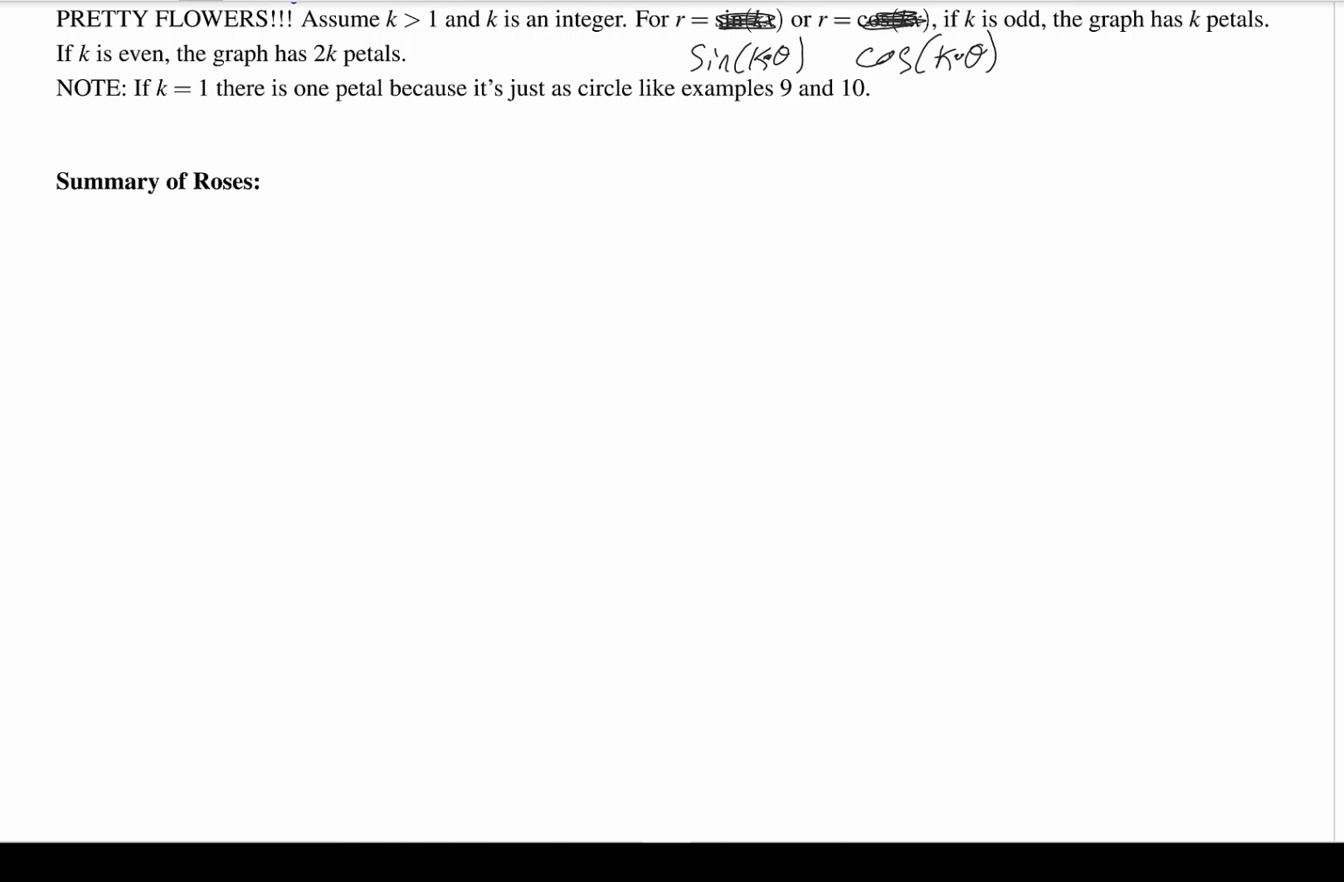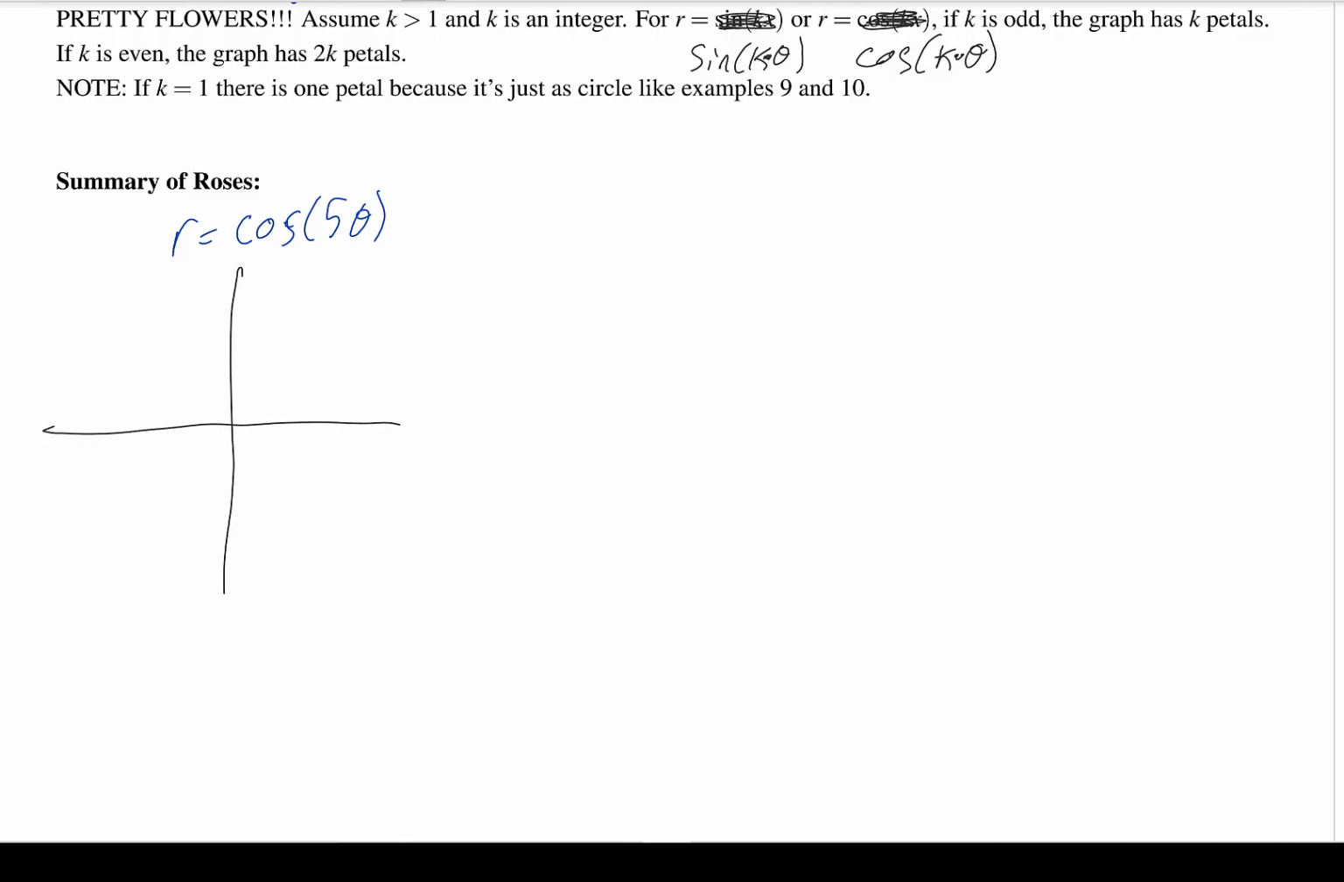So, here's what I'm saying here. If k is odd, then the graph will have k petals. If k is even, then the graph will have 2k petals. So let's look at this. Let's say we have something that looks like r equals cosine 5 theta. Then what that tells me is that this is going to have 5 petals. So it looks something like this.